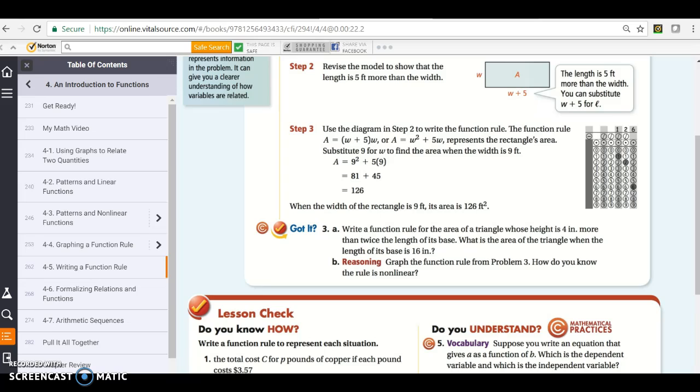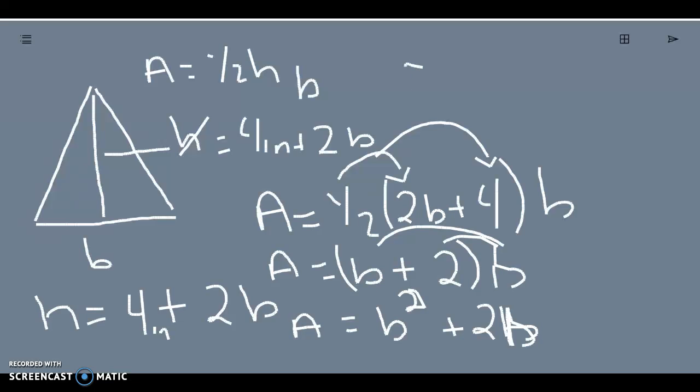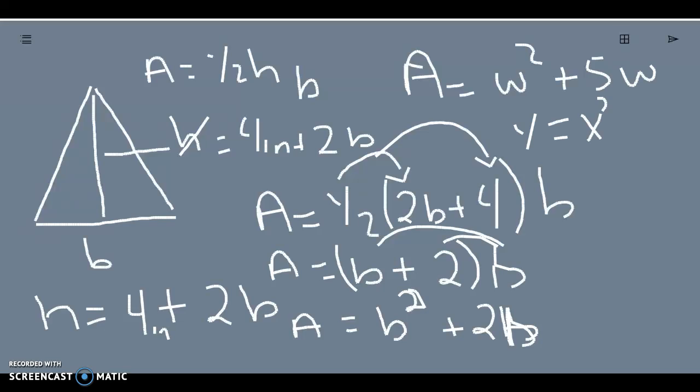All right, so let's look at the second part. It says graph the function rule for problem 3. How do you know it's nonlinear? Well, before I even graph it, I know it's nonlinear because I have this squared here, right? So if I change this to y and this to x, this is what I'm going to graph. I have y equals w squared plus 5w. I'm going to change this to y equals x squared plus 5x.